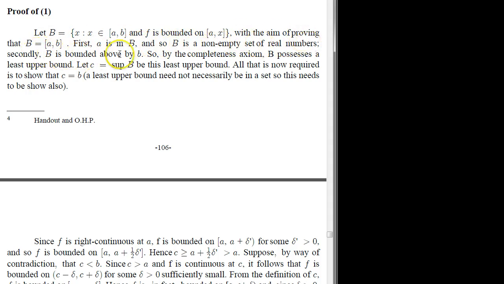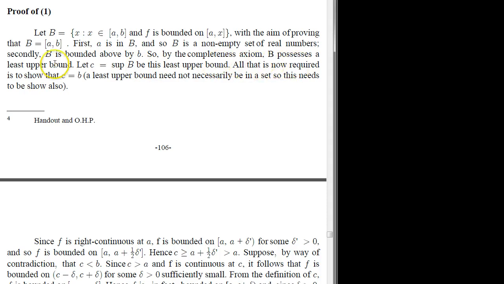And secondly, B is bounded above by b. Well, we can see that by the way that the set is constructed, because all the x's are in [a, b] anyway. So naturally it would be bounded above by b, because this is the uppermost possible value in the first condition. So that's clear. So it's non-empty and bounded above by b, so by the completeness axiom, B possesses a least upper bound. So let c equal the supremum of B, this least upper bound.